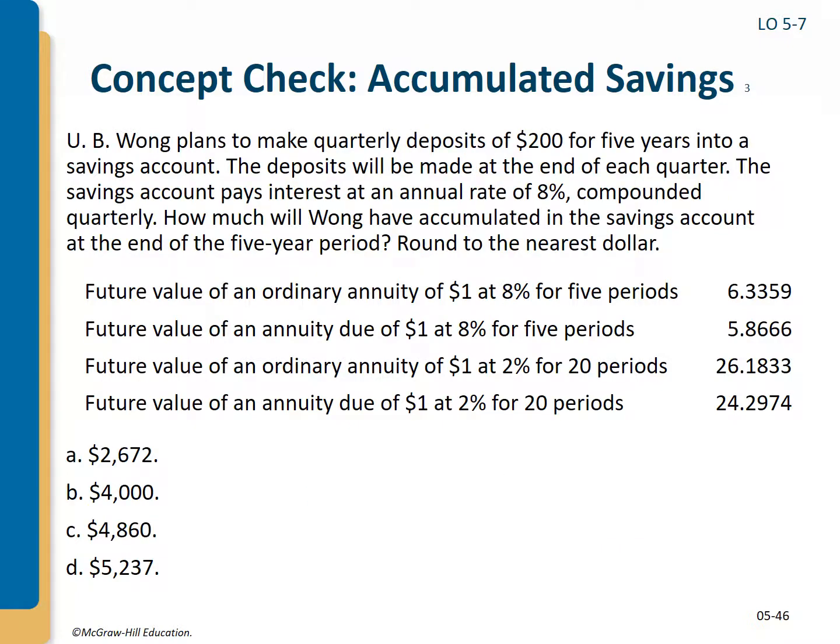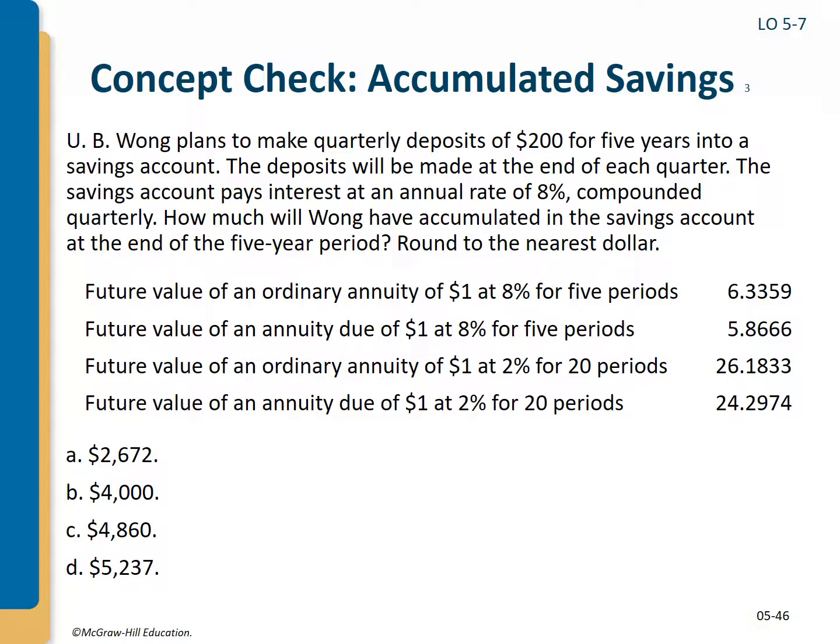Wow, there's a lot of great examples here. Wright plans to make quarterly deposits of $200 for 5 years into a savings account. That's the same one, isn't it? Yeah. Oh no, they changed it up. Now the deposits will be made at the end of each quarter. So now we just changed our annuity from an annuity due to an ordinary annuity. Different table. So now we're going to use the future value of an ordinary annuity.